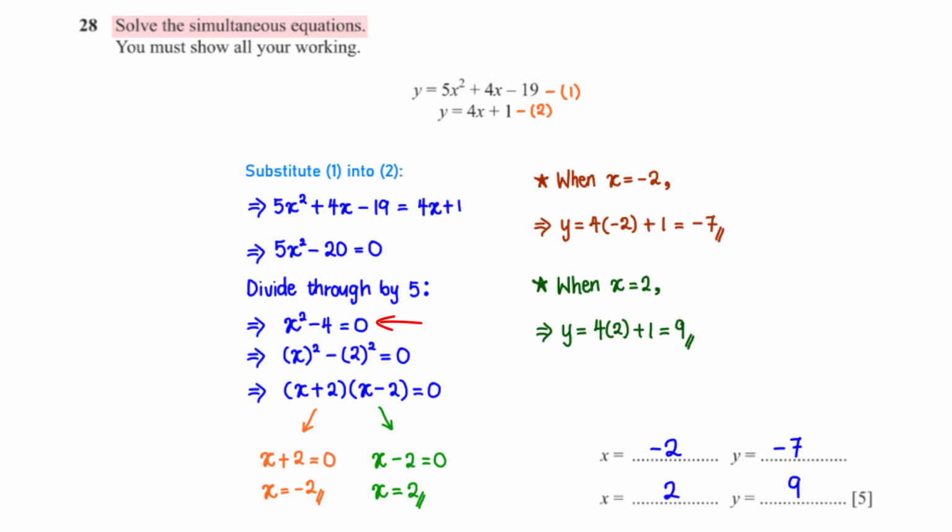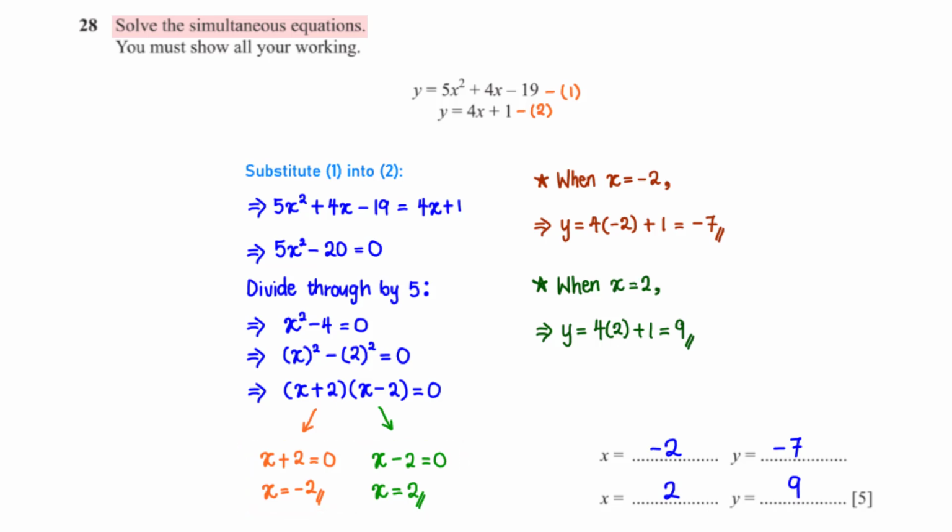We can solve this quadratic equation by factorization. 4 is a perfect square, so we can rewrite x squared minus 4 as a difference of 2 squares. This gives us x squared minus 2 squared equals 0. By applying the factorization for the difference of 2 squares, we can rewrite this as (x plus 2)(x minus 2) equals 0. When we equate x plus 2 to 0, we get x equals -2. And when we equate x minus 2 to 0, we get x equals 2.